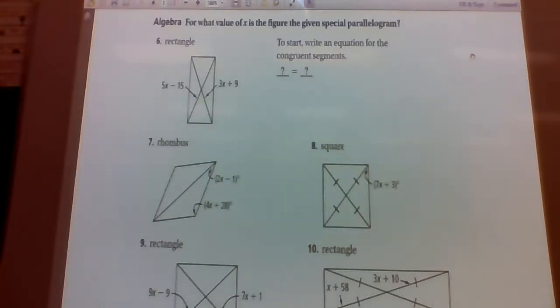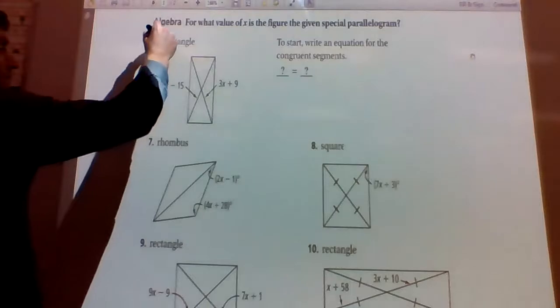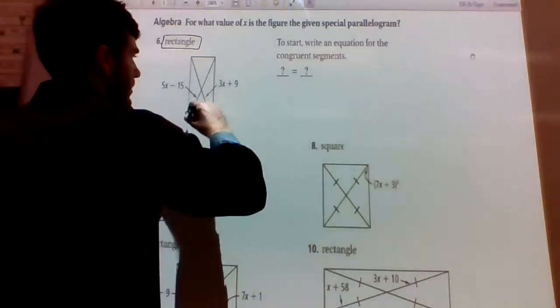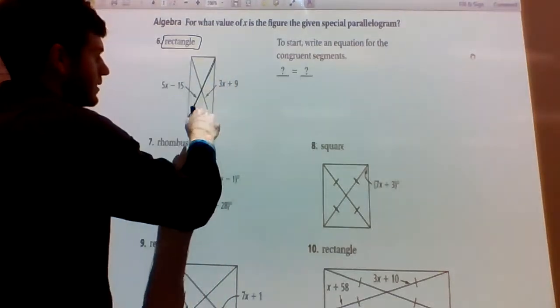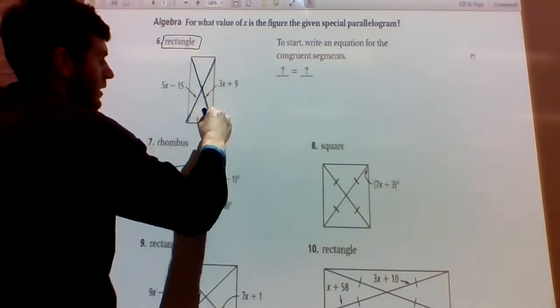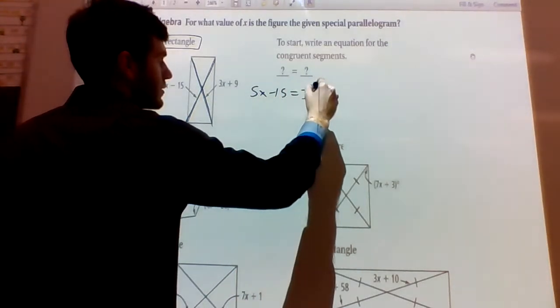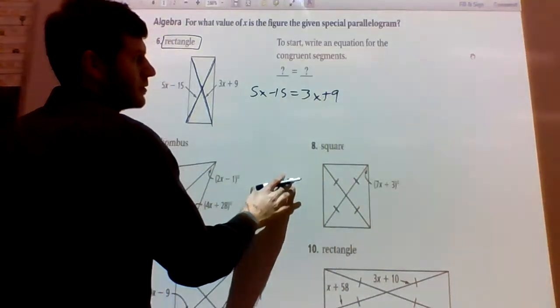Okay, algebra. For what value of x is the figure the given special parallelogram? So we have a rectangle. What value of x makes this a rectangle? Well, for rectangles, we know that the diagonals are congruent. So if this is one diagonal and that diagonal is 5x minus 15, this is the other diagonal, and this is 3x plus 9. We know 5x minus 15 equals 3x plus 9.